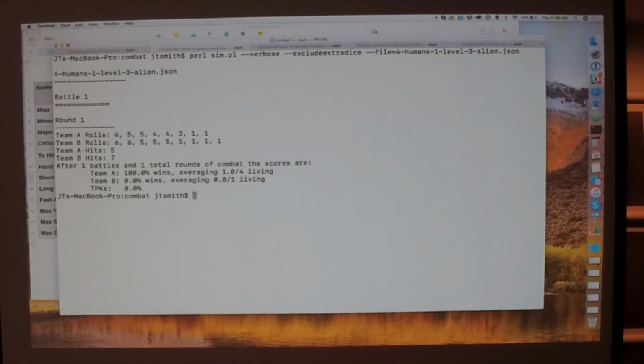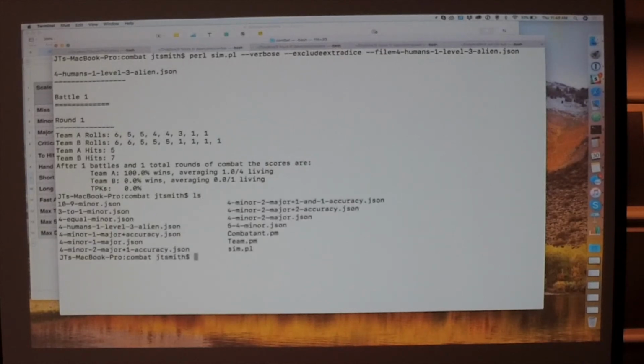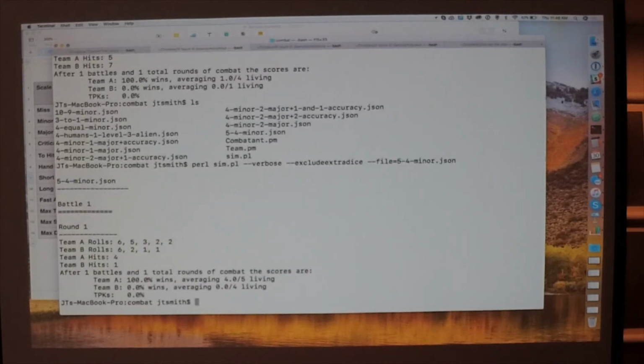And I can pass in how many of these simulations I want to run. Do I want to run 10,000, 1 million of these simulations and see what comes out? Do I want to pass in a different file and try a different kind of simulation? So let's see here. We have 5 minor versus 4 minor characters, and then you can see what's coming out of those. Again, what the numbers are that are actually appearing on the screen, not relevant. It's going to be different for every game.